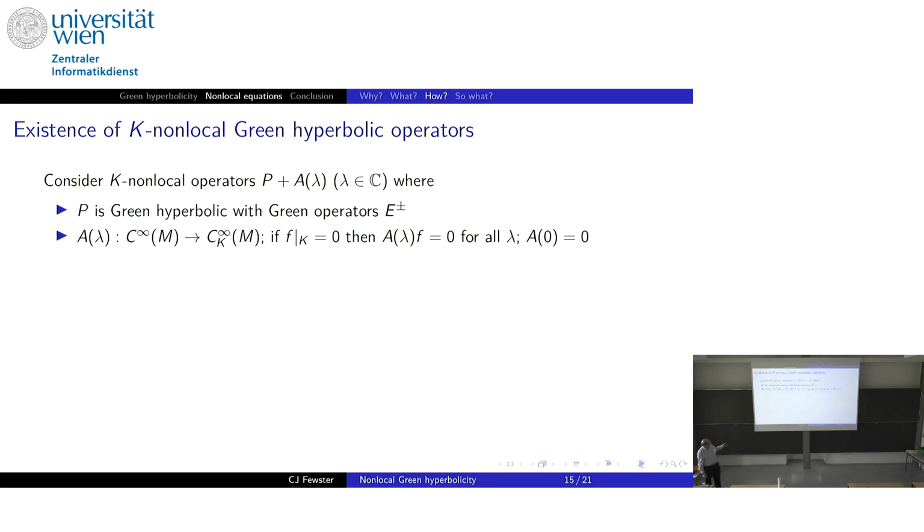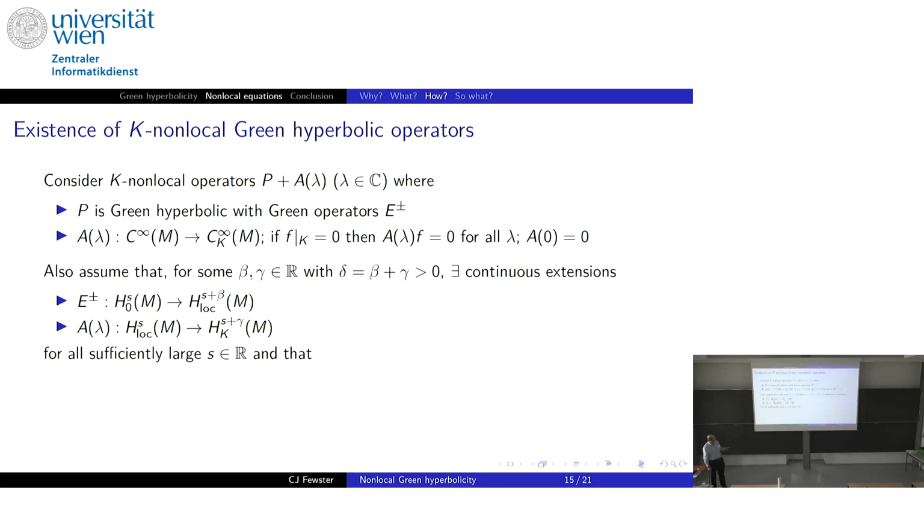So let us consider a family of non-local operators, and I'm going to start with some honest Green hyperbolic operator P. That, of course, is what I had in all those examples. And then for each value of lambda, A of lambda is a map from smooth functions on space-time to functions that are supported in K. And I also require that if F vanishes on K, then A lambda vanishes identically on F. And A of 0 is going to be 0, so at that point I just get my Green hyperbolic operator.